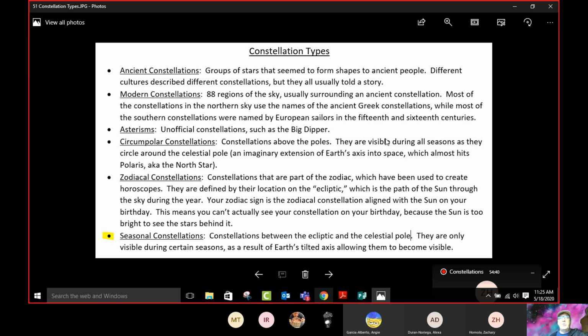And like I said, I will post these notes when I'm done at the very end in case I'm going too fast for you.